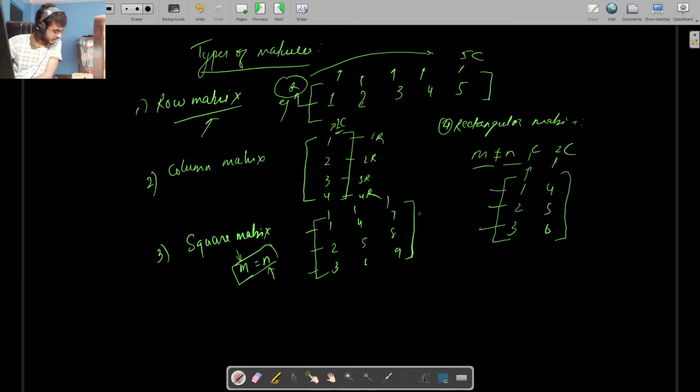There are 3 more matrices that you need to know about.